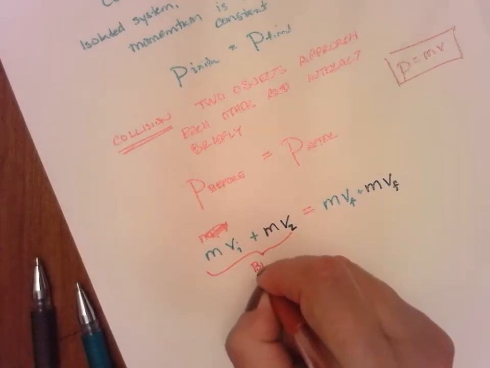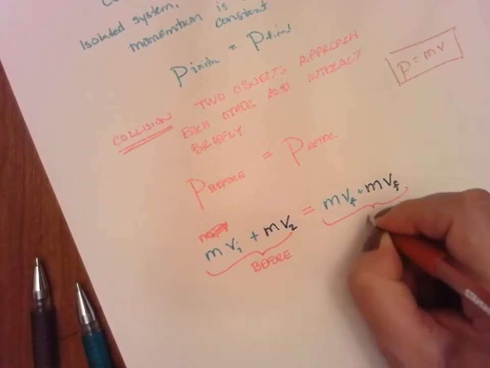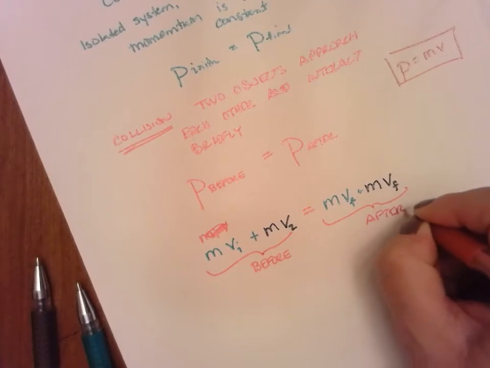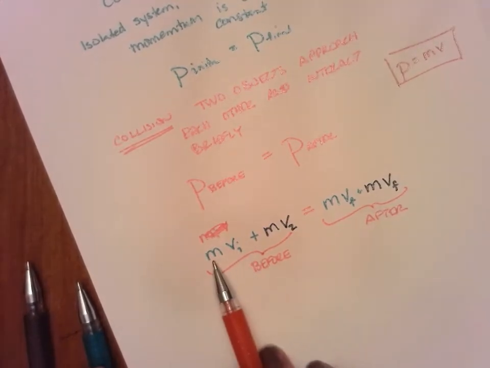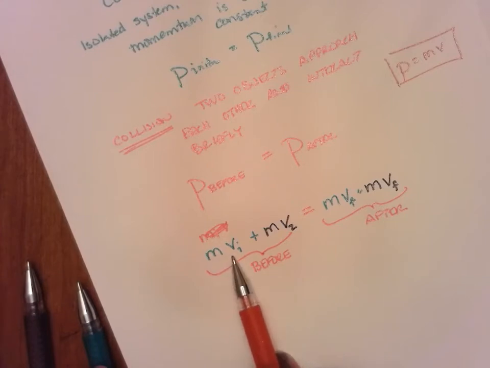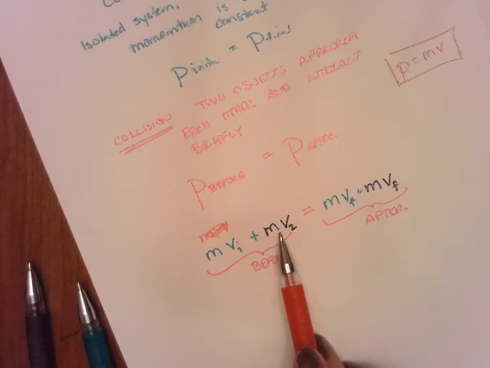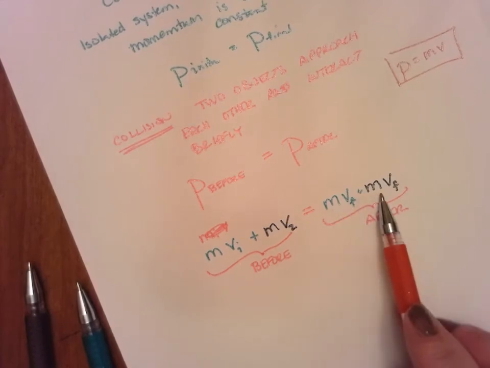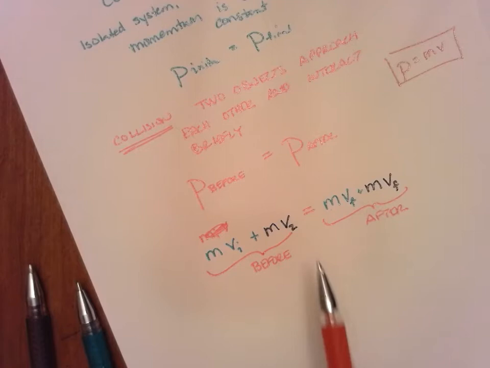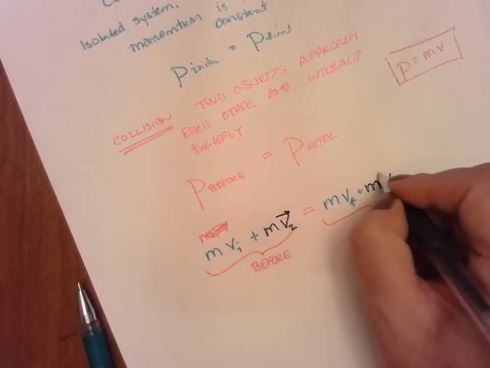This is before my collision. This is after my collision. I have my green object moving at its velocity, and I have my black object moving at its velocity. They impact. My green object now has a new velocity. My black object has a new velocity. Remember also that these are vectors.